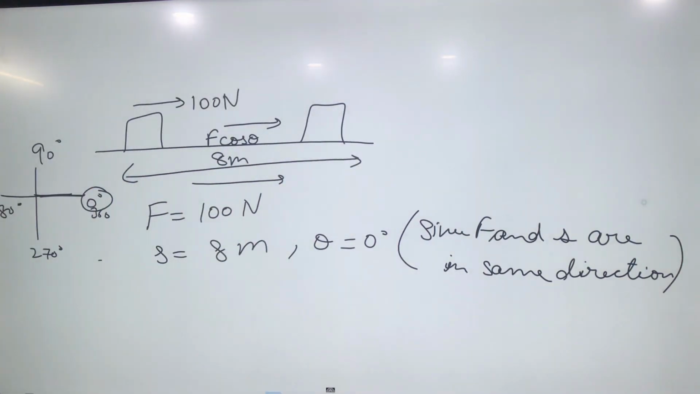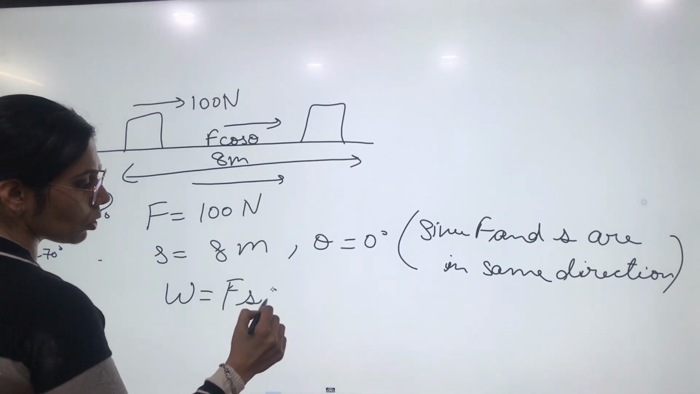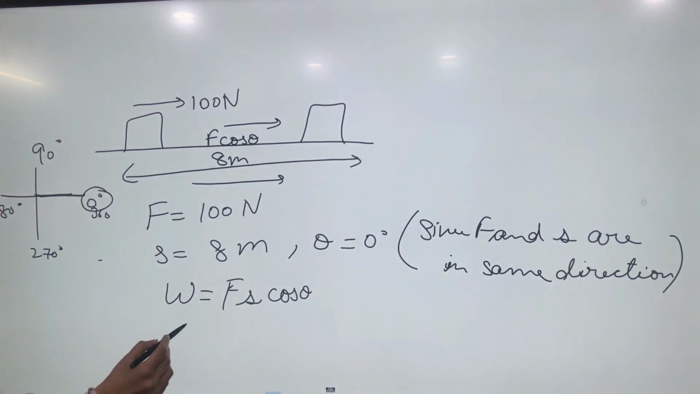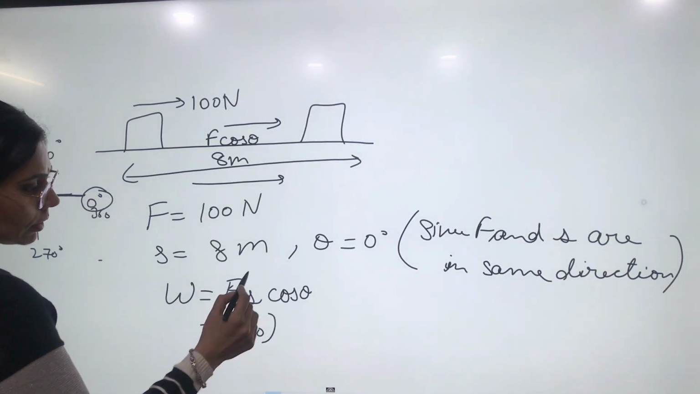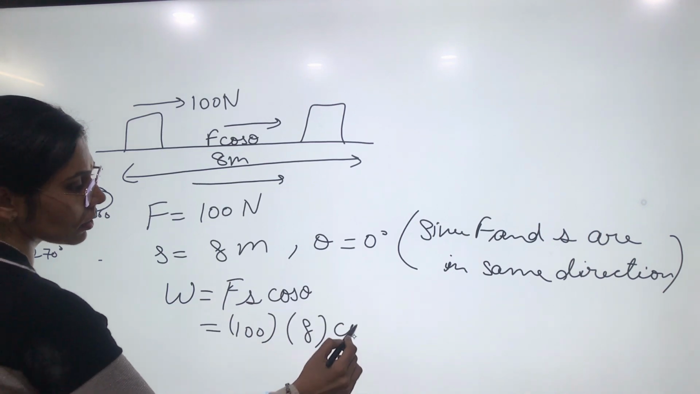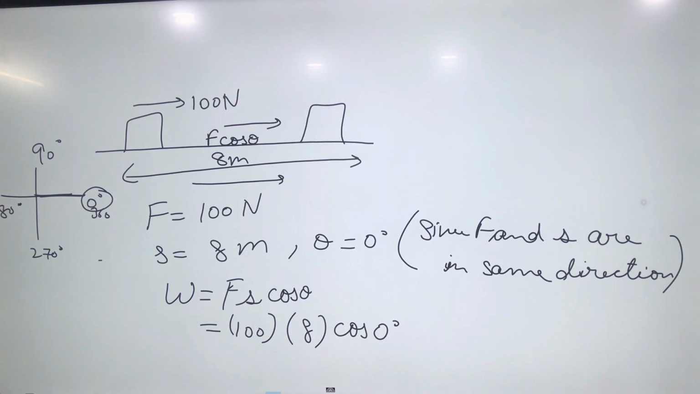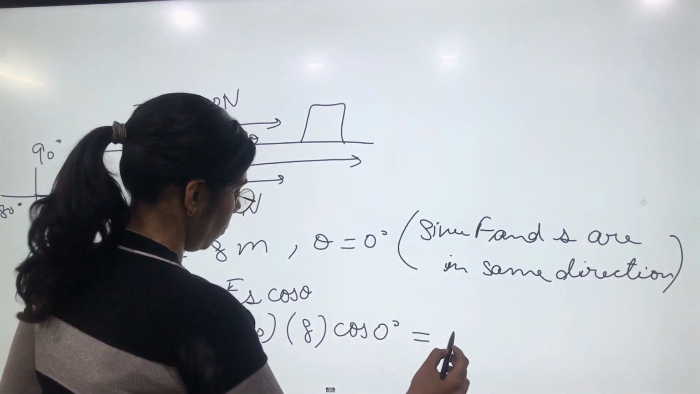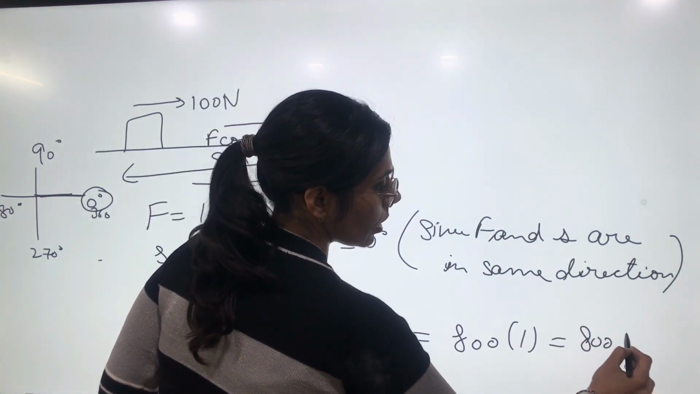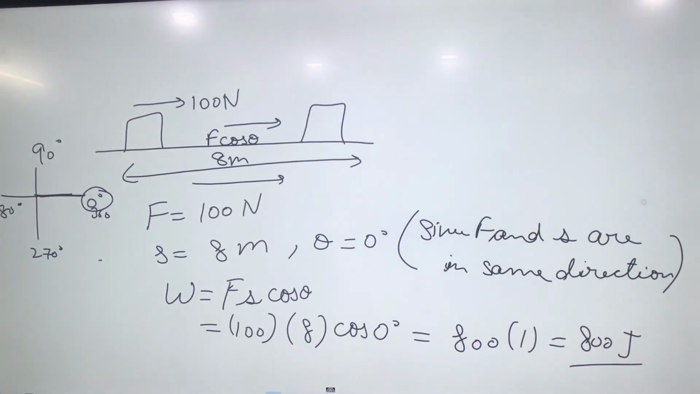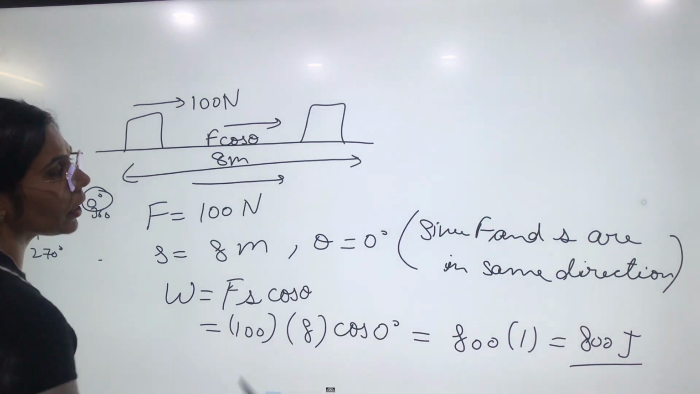Fine with it? Now we have everything to calculate the work done. The formula of work done as per the prior concept is Fs cos theta. F is 100 Newton, displacement is 8, and cos 0 degree is always equal to 1, so that is 800 into 1. So the answer we get is 800 joules. The work done here is equivalent to 800 joules.